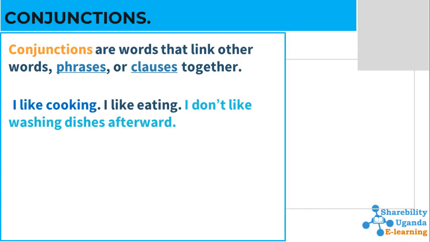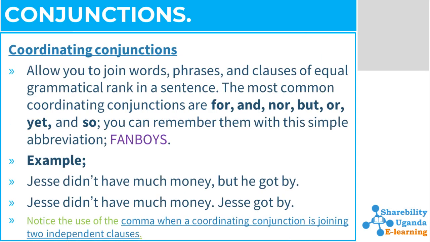Well, a conjunction is a word that is used to connect words, phrases, and clauses. There are many conjunctions in the English language, but some common ones include and, or, but, because, for, if, and when. There are three basic types of conjunctions, and these include coordinating conjunctions, subordinating conjunctions, and correlative conjunctions. We shall start off with coordinating conjunctions.